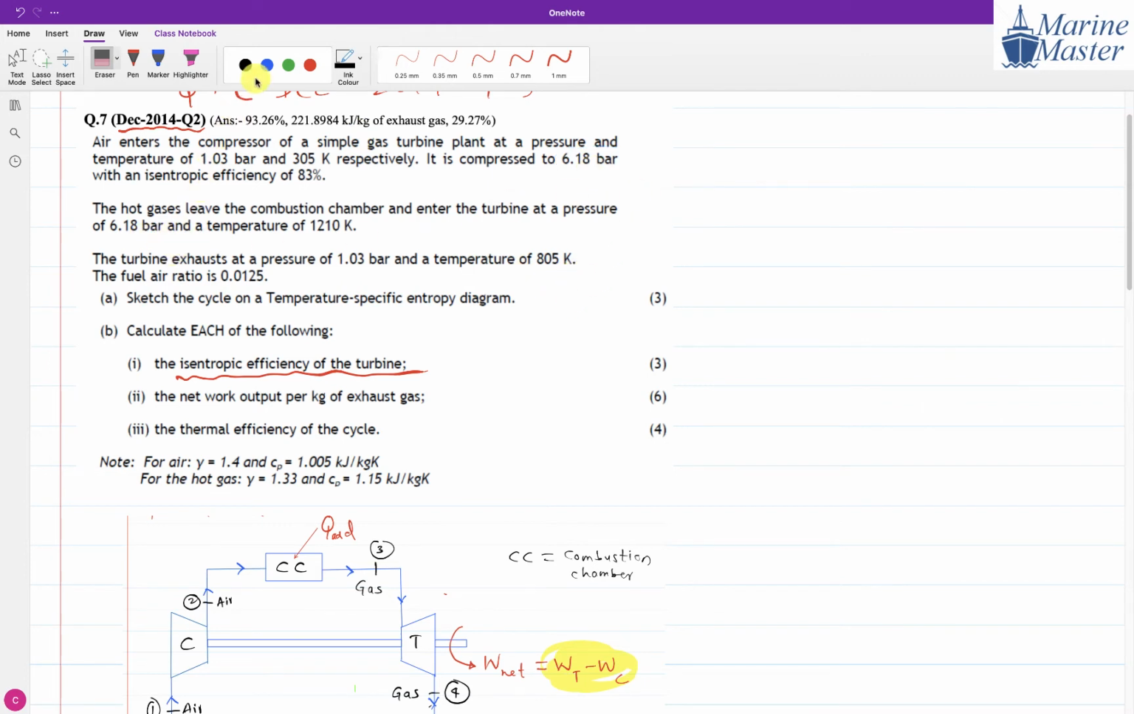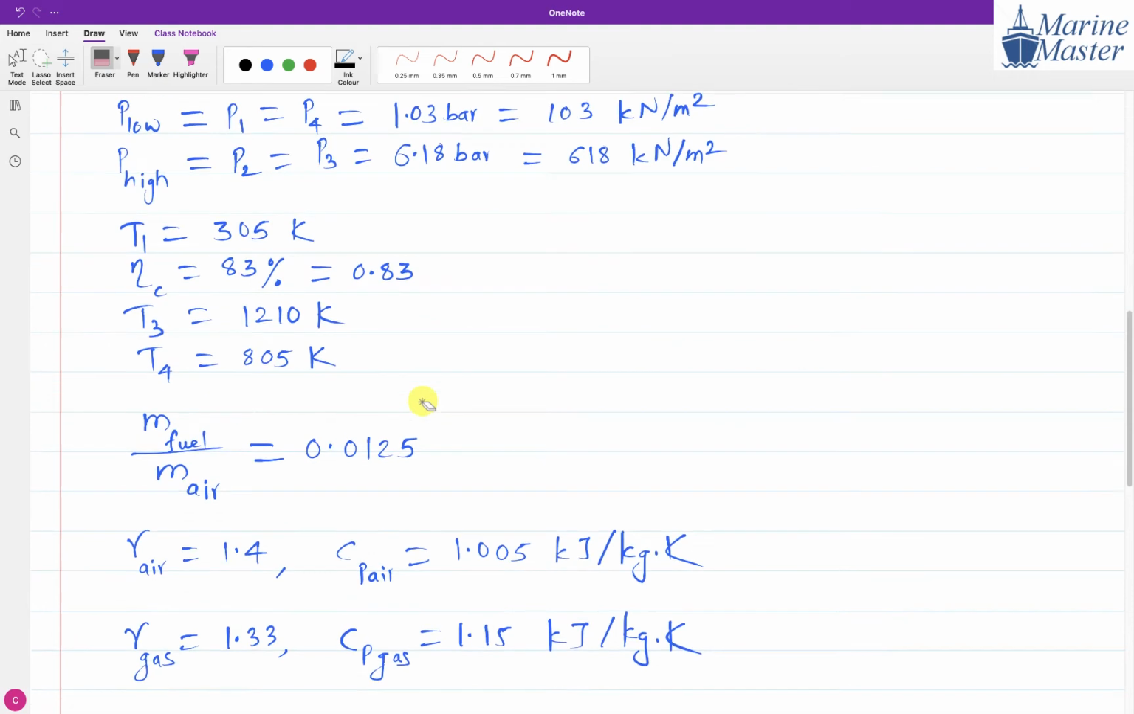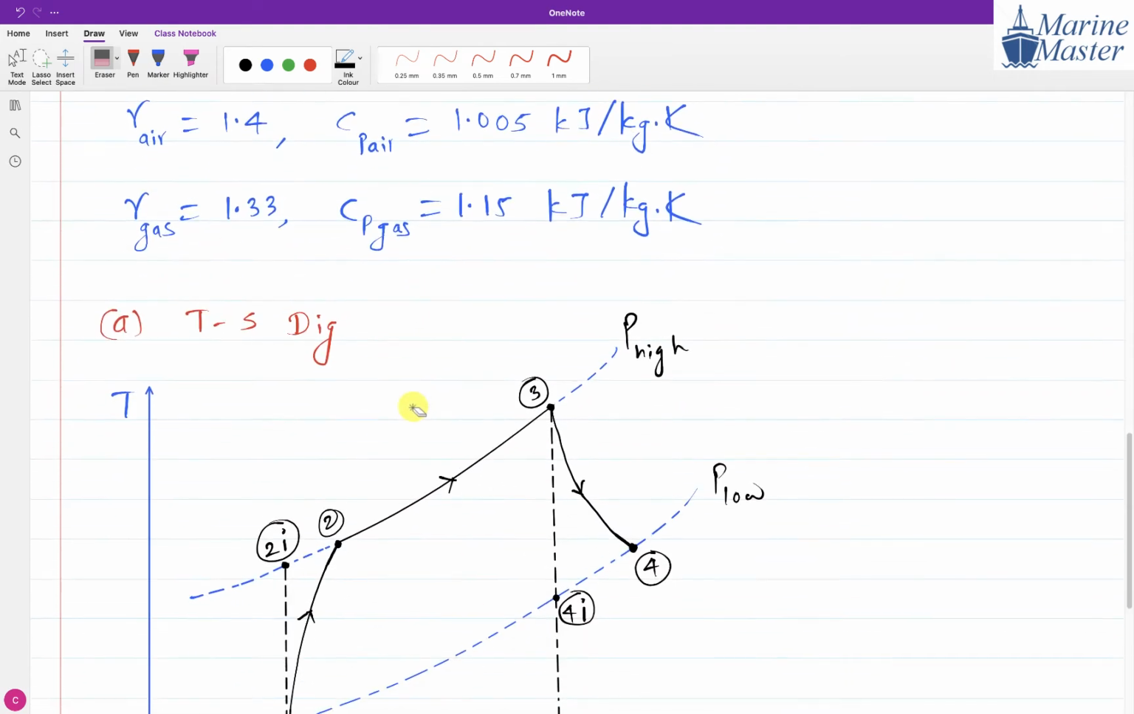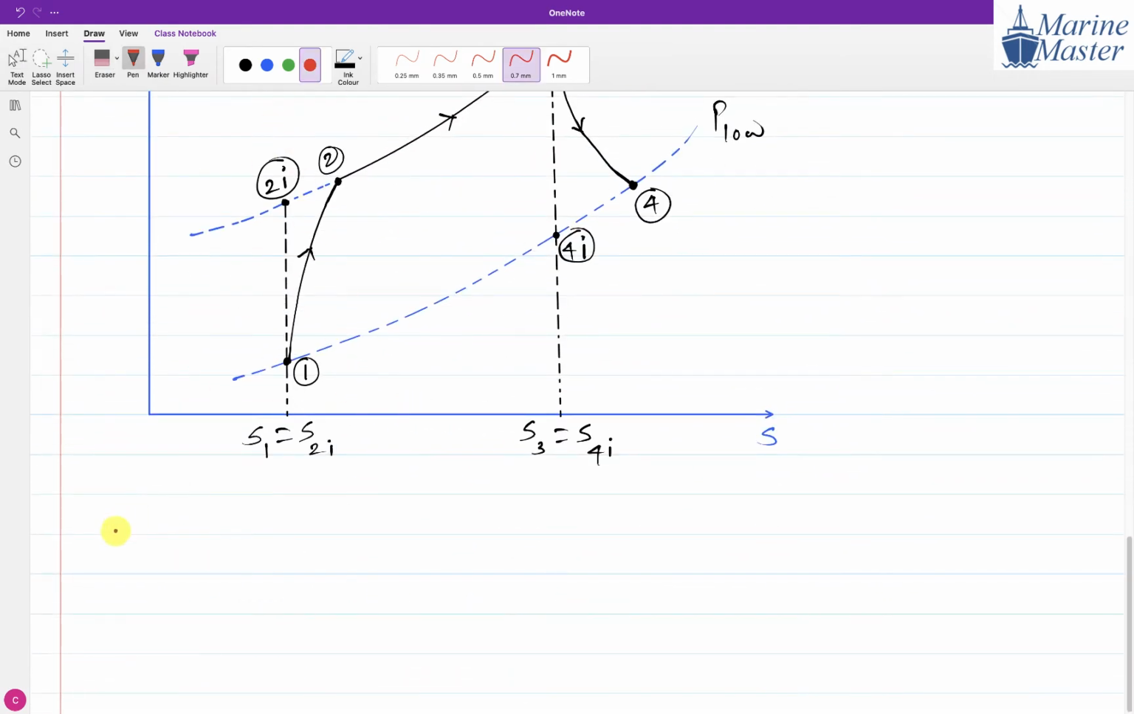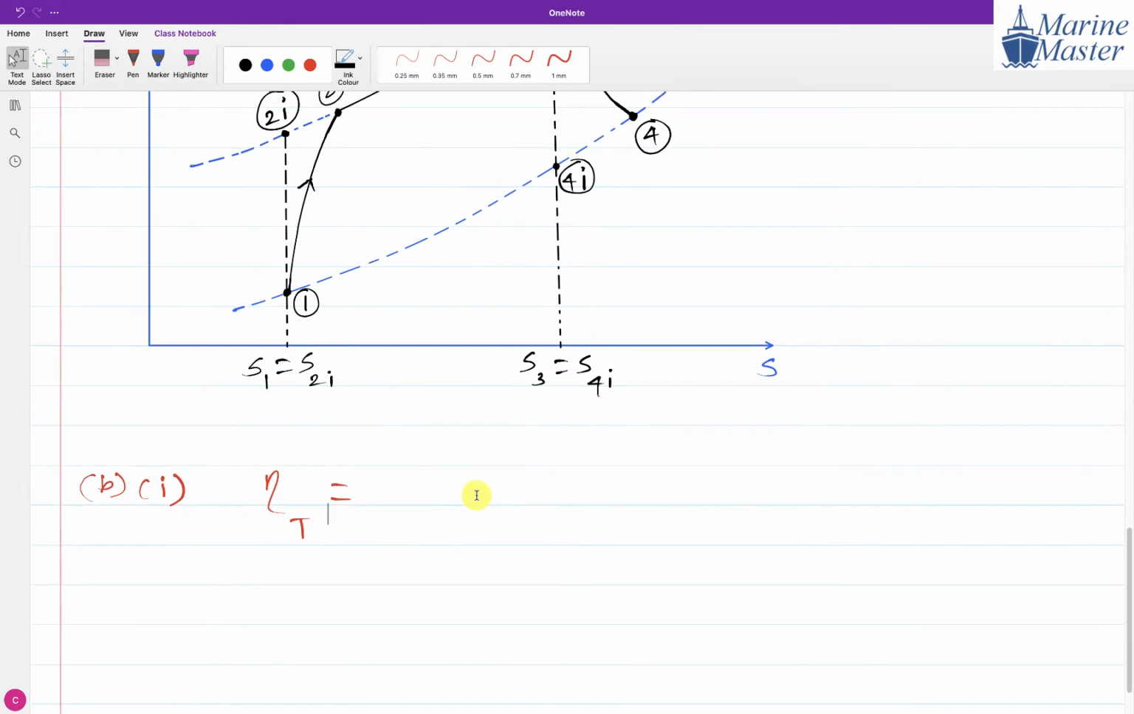So what is our first target in B's first part? Isentropic efficiency of the turbine. That is what we have to calculate. And how do we calculate the isentropic efficiency of a turbine? Observe the scenario. What is the relation, if you remember our discussion?